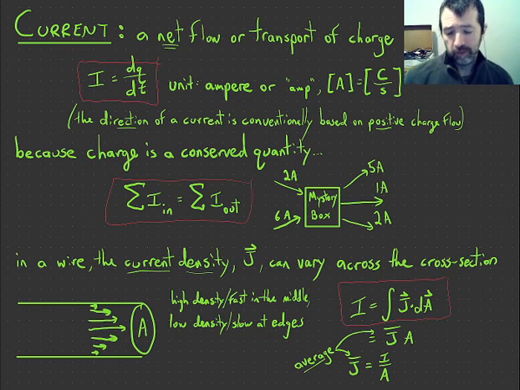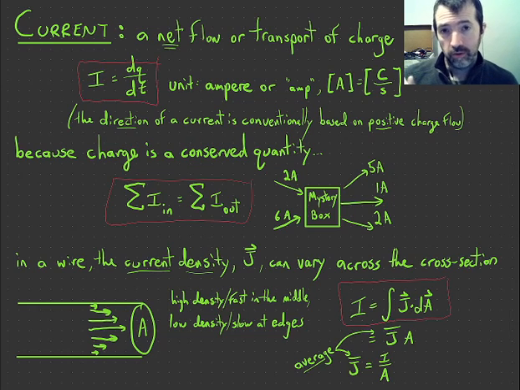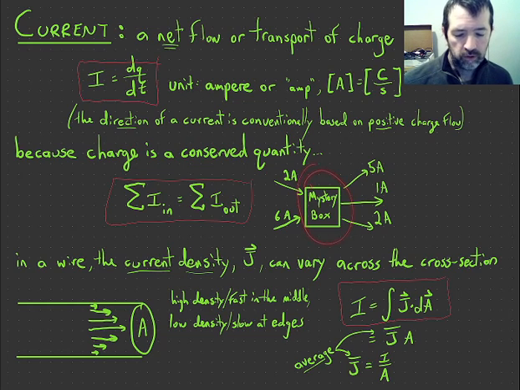Now, I've got a couple of other current-related rules written here. In the middle is this idea that if you send a bunch of current into some space, the same amount of current is probably going to come out. The only case in which that wouldn't happen is if you are increasing or decreasing the amount of charge within that space. So I have this mystery box drawn.